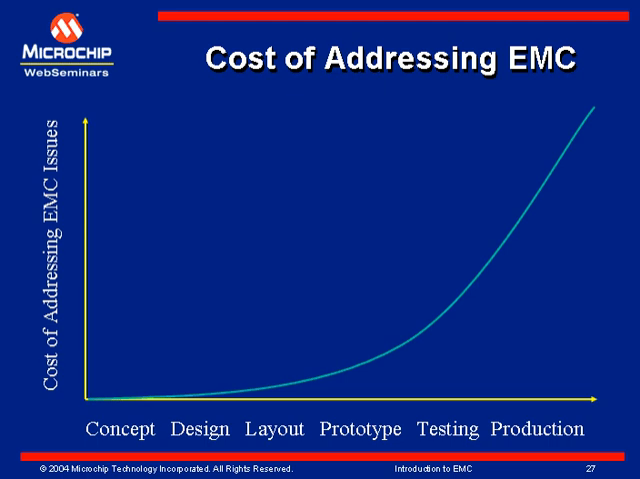This is one of the most famous charts. If you look at this chart, the y-axis is the cost of addressing EMC issues, and the x-axis has various stages in your design: concept, design, PCB layout, prototype, testing, and production. If you think about EMC at an earlier stage of design, then the cost of addressing those issues is really small. But as you try to address those EMC issues at a later stage of design, the cost goes exponentially high. And if you try to address your EMC issues in production, the cost is just too much.